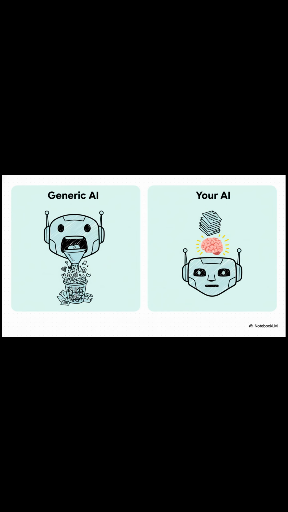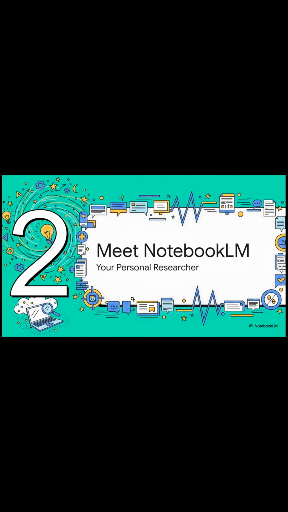So here's the crucial difference. It's all about the diet. A generic AI, it's eating from this messy, unpredictable buffet of the entire internet. But your AI? No. It feeds exclusively on your documents, your processes, your expertise. The result isn't generic garbage, it's specialized genius. So what is this magic tool that can create this specialized genius for your business? Well, let's meet the solution.